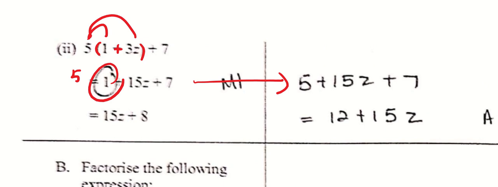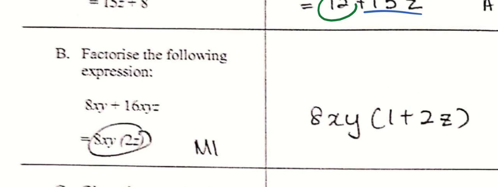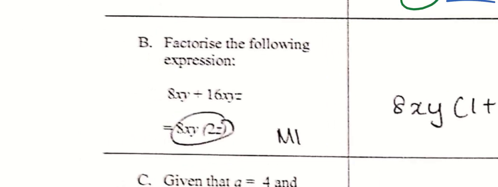Not forgetting the plus 7 behind. Okay, so this is quite simple. You deal with the constants, add together, and your variable 15z remains. Pretty simple. Next, a lot of you didn't get this correctly.